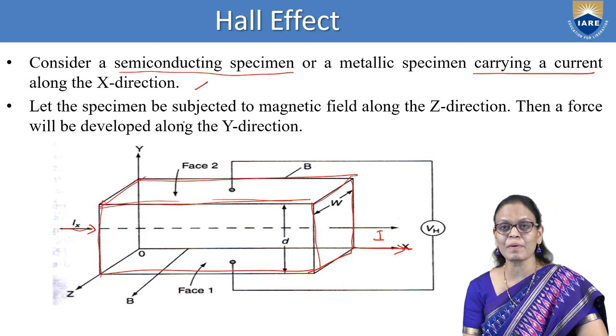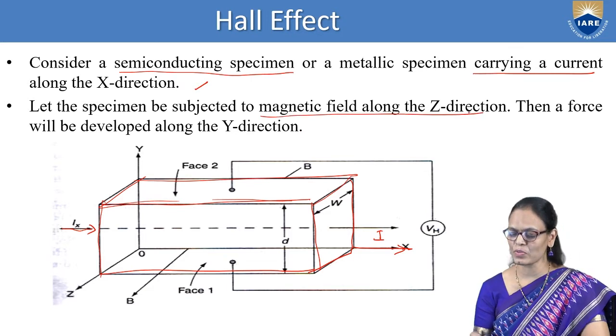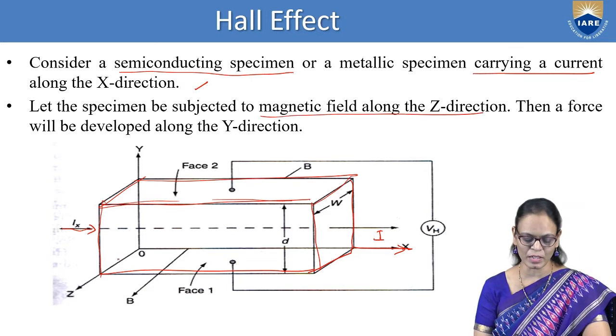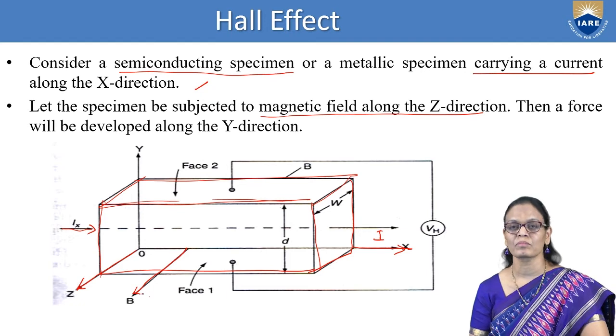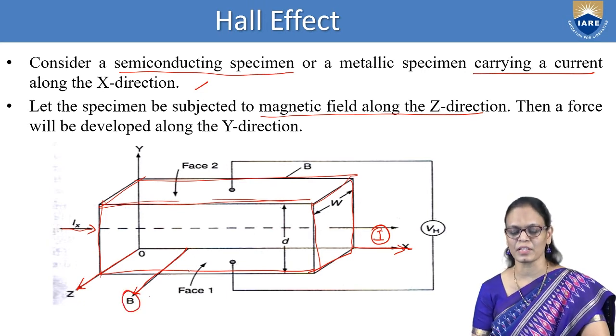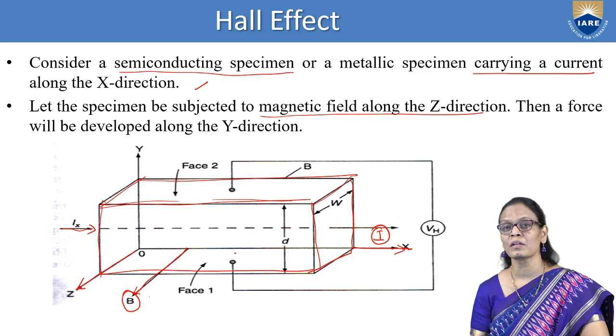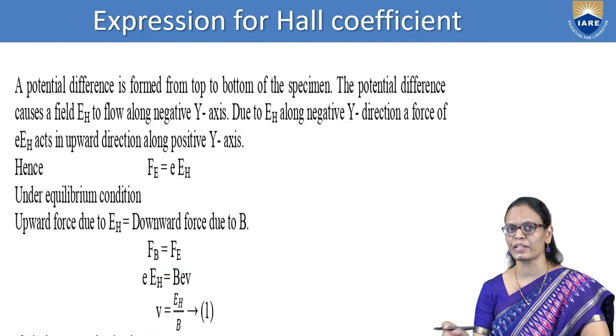Now, if this specimen is subjected to a magnetic field along the z direction, means we are applying a magnetic field B along the z axis. So now these two, the current I and the magnetic field B, are perpendicular to each other. That is how we are subjecting the specimen to electric and magnetic fields.